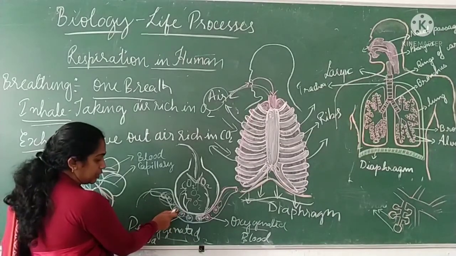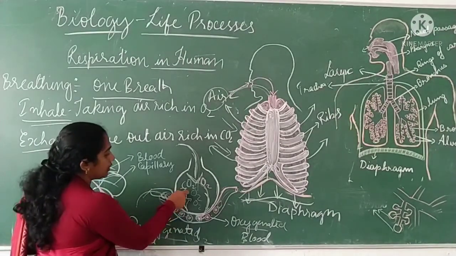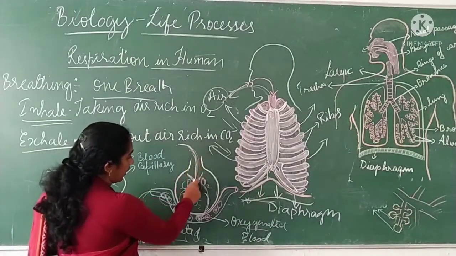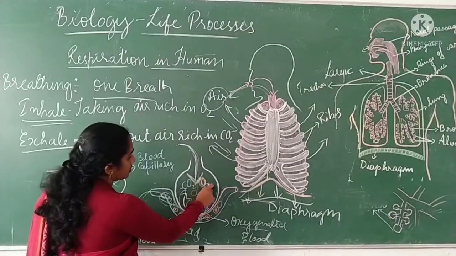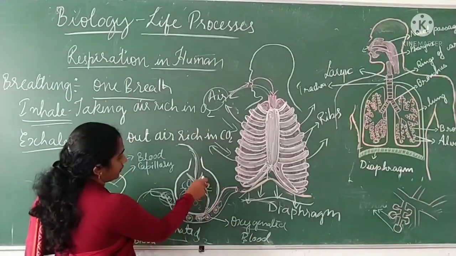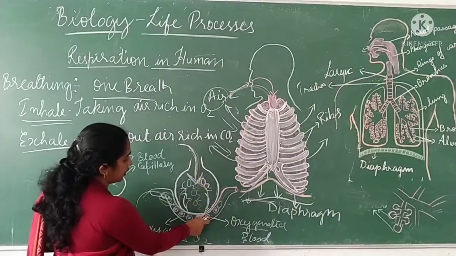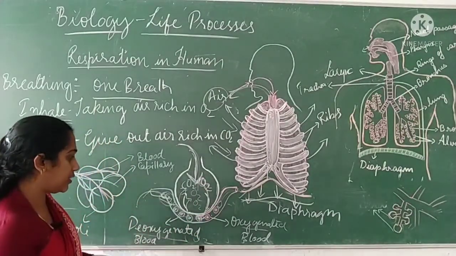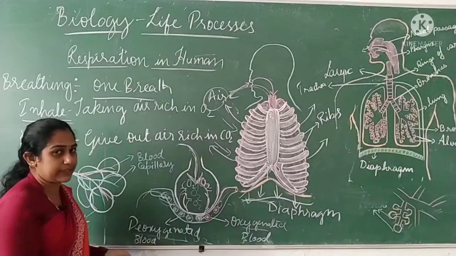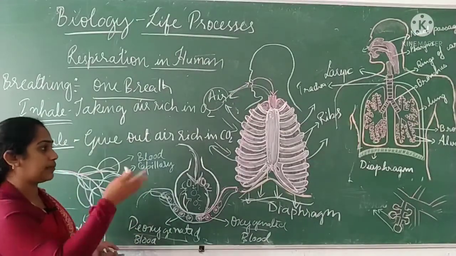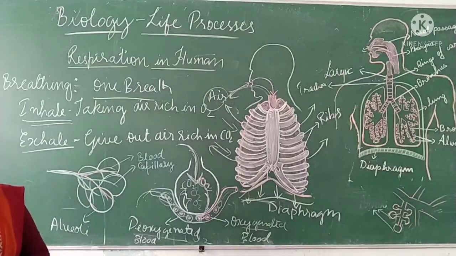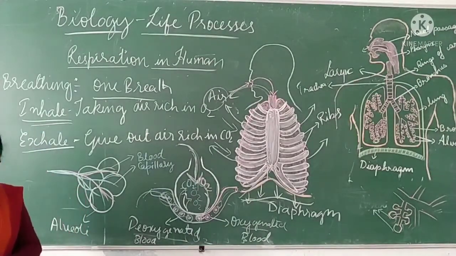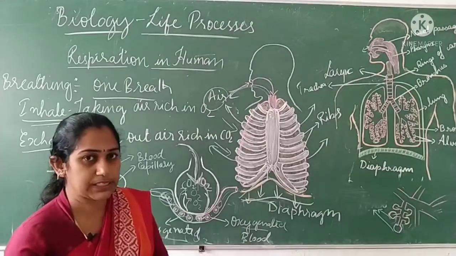So from the region of higher concentration, carbon dioxide enters the region of lower concentration, and the reverse happens here. The air entering the alveoli is rich in oxygen, and oxygen is less here, so from the region of higher concentration, oxygen enters the region of lower concentration. Just by simple diffusion, oxygen and carbon dioxide are exchanged, and the oxygen is supplied to all parts of the body through our blood. So this completes the respiration of human beings.